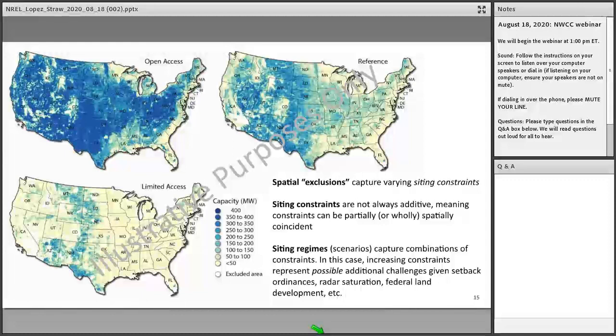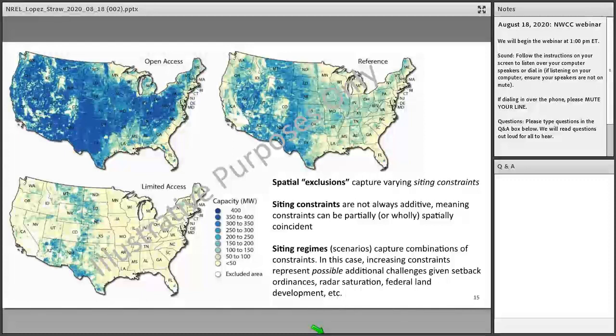So turning your attention to the maps, each dot on those maps is a REV wind site, which has gone through this siting exercise we talked about earlier. The result is an available capacity that goes up to 400 megawatts. There are 3 maps that represent 3 siting regimes: open, limited, and reference access. So again, illustrative purposes only, showing increasing siting constraints.